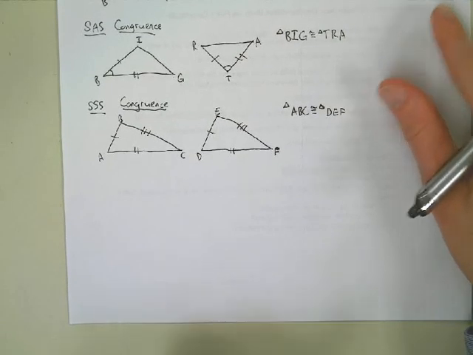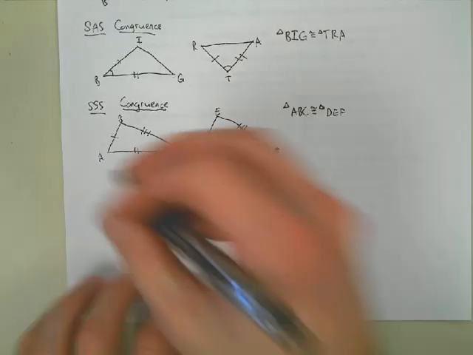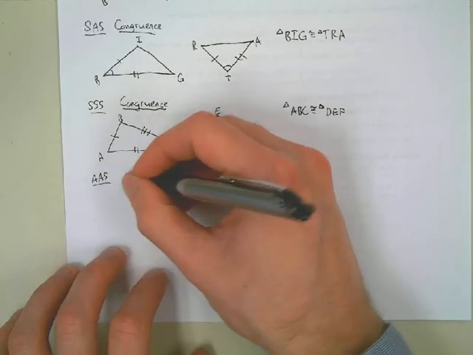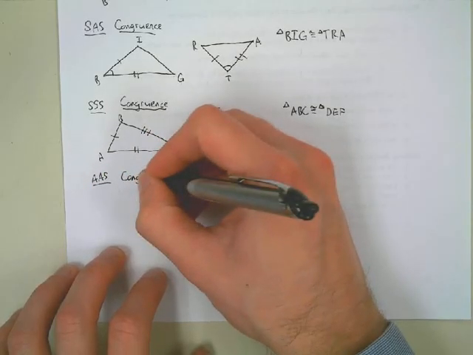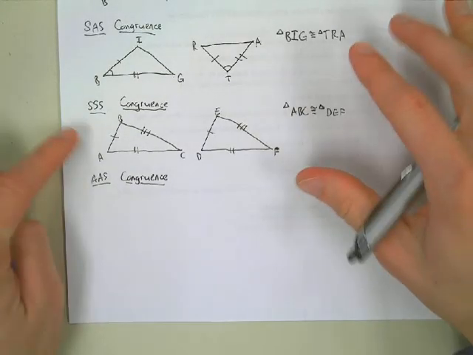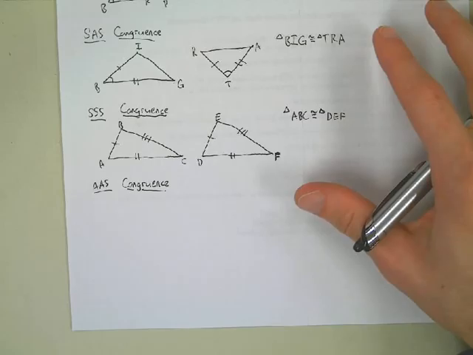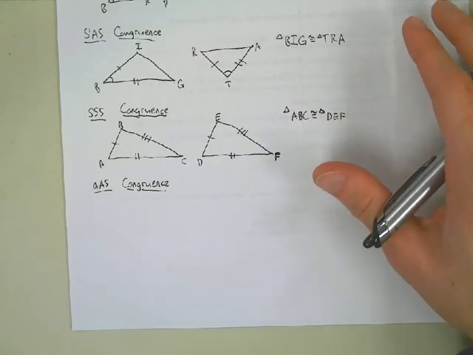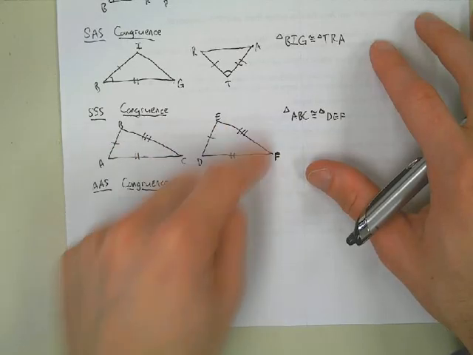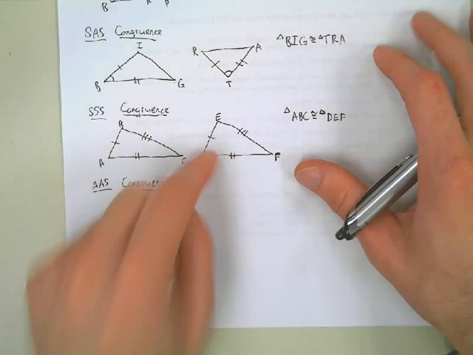Let's see here. So we did side angle side. There's two more. So angle side. Oh, by the way, real quick, side side side is a congruence. That means if you have three sides of a triangle, you're guaranteed that it's congruent. If three sides here match up to three sides here, those two triangles must be congruent.